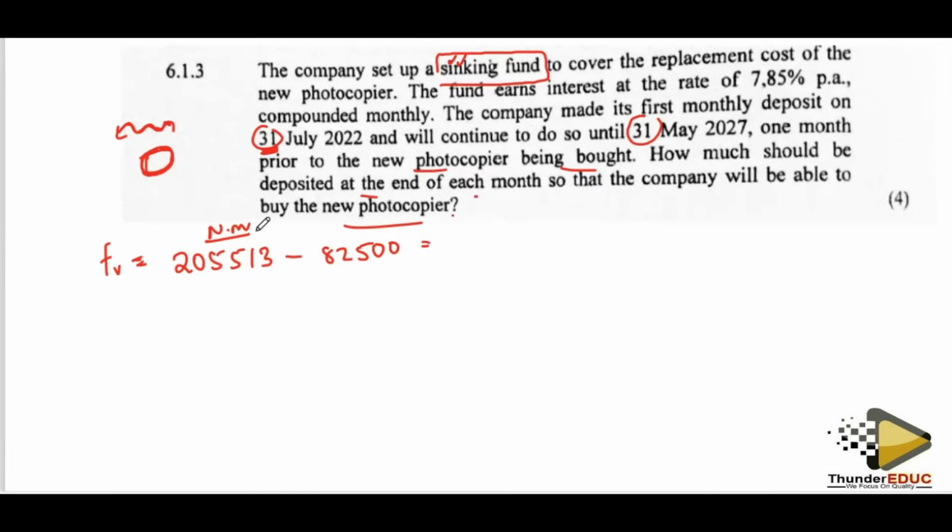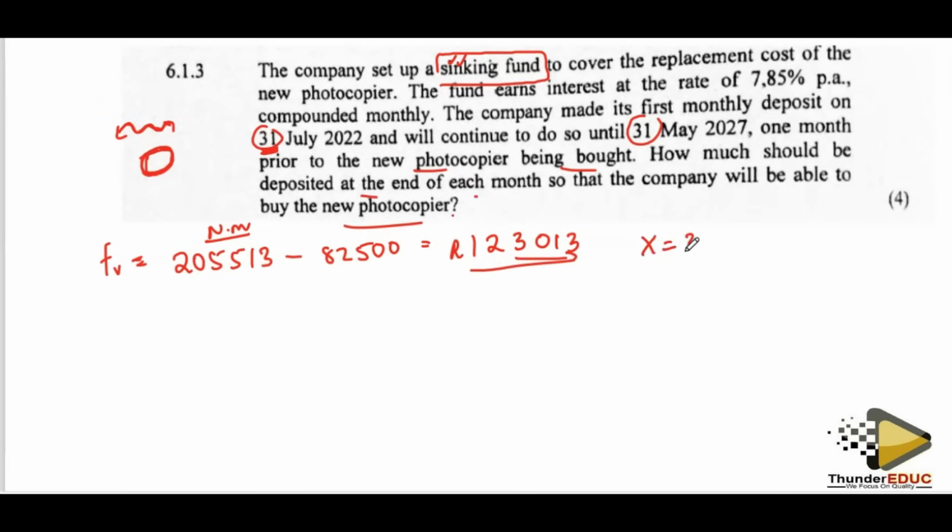205513 minus 82,500. This gives me 123,013. So this is how much must be put aside or must be saved so that they can be able to buy the new machine. Then the question is asking for the monthly installment. How much should be deposited at the end of each month?